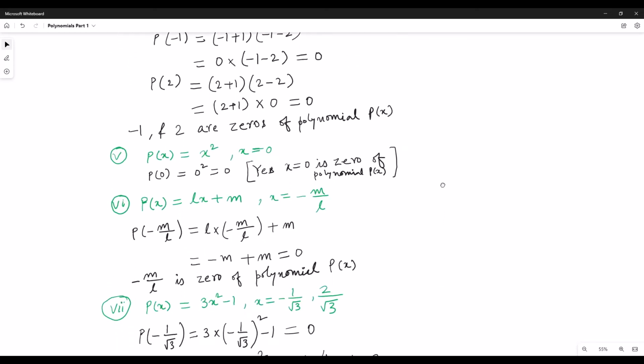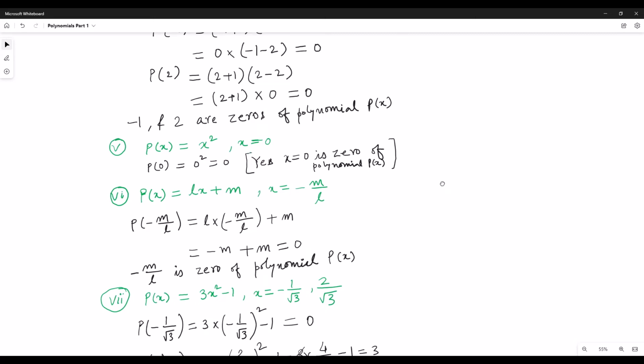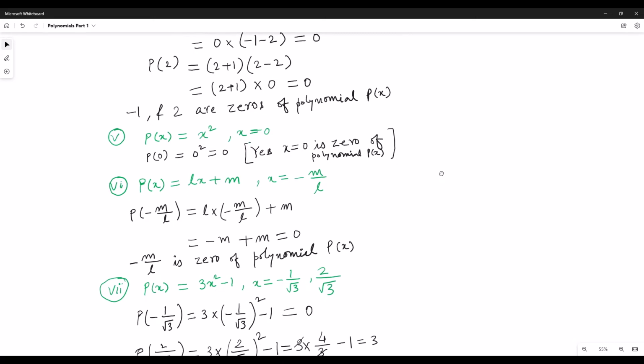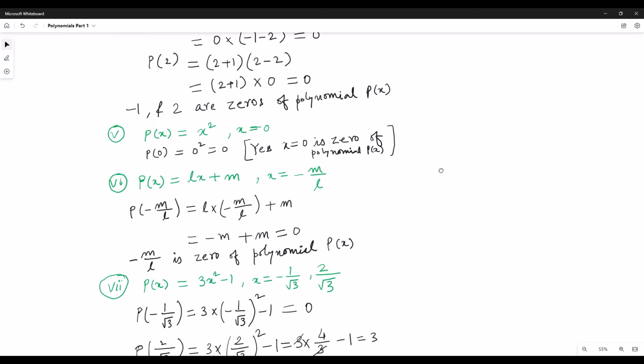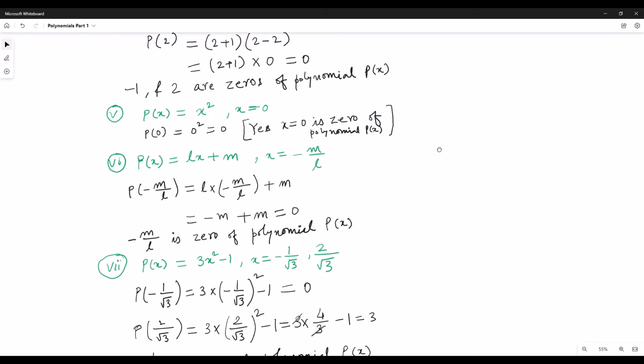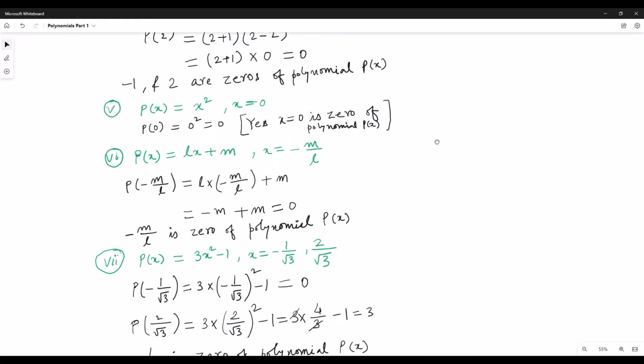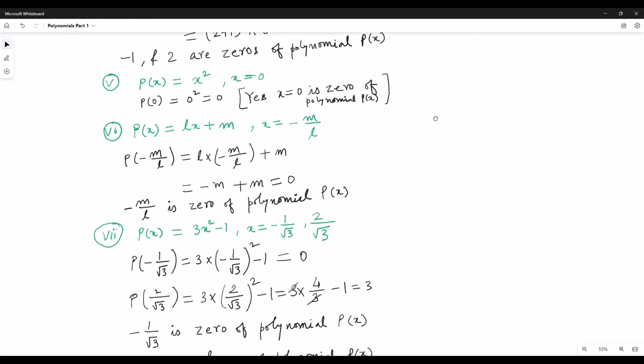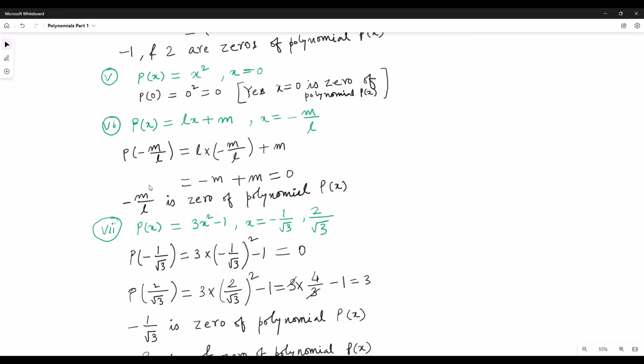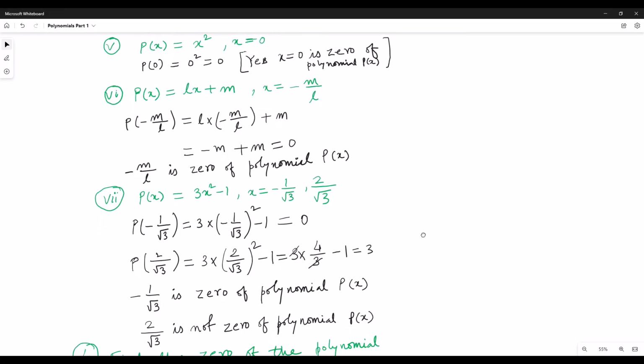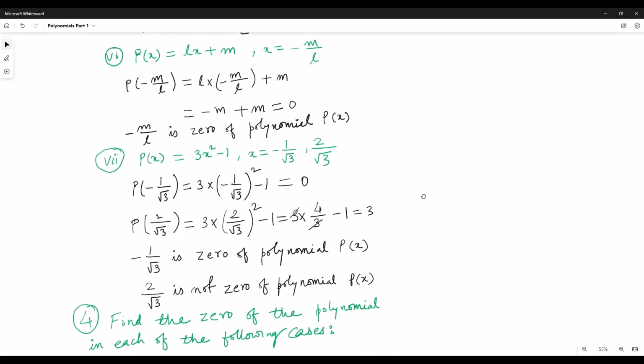p(x) is equal to x square, x is equal to 0. p(0) is 0. So x equal to 0 is the zero of this polynomial. Likewise, this is the linear polynomial lx plus m, a linear polynomial only.